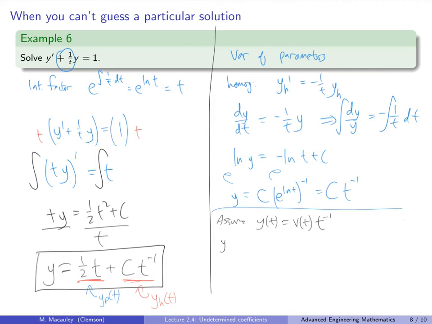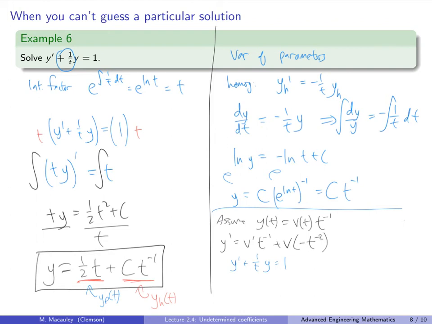So y prime equals v prime times 1 over t plus v times the derivative of t inverse. So what is that? That is negative t to the minus 2. And now we're going to plug this back into our ODE. So we're going to plug this back into y prime plus 1 over t times y equals 1.